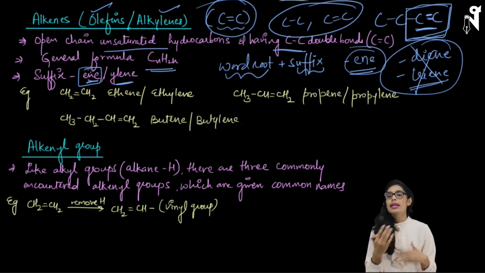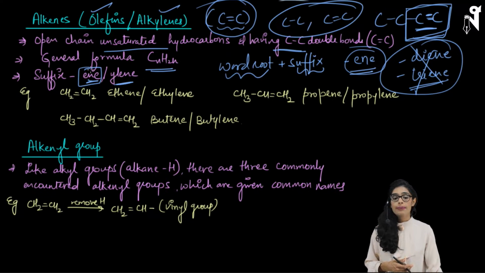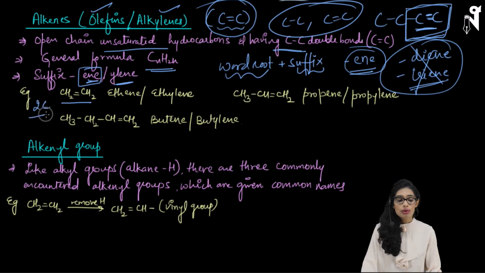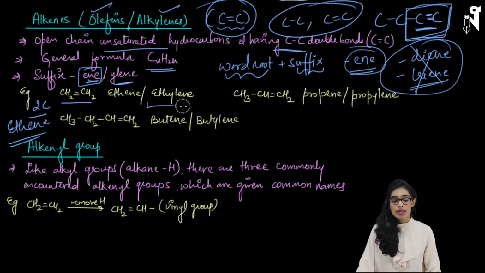So there is nothing complicated in the compound, it's just a simple alkene. Let's see some examples of alkenes. You have CH2 double bond CH2, basically 2 carbons, so the word root will be eth, and because it's a double bonded molecule, the name will be ethene. And instead of ethene, we can also call it ethylene, as I mentioned, that suffix is ylene.